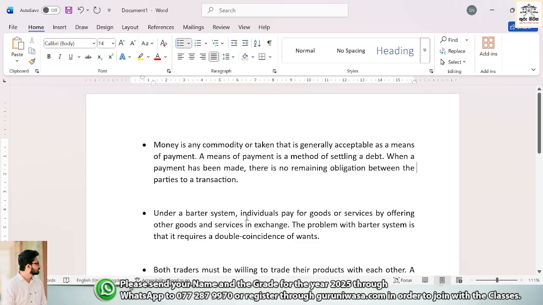Then, under the barter system, individuals pay for goods or services by offering other goods and services in exchange. Nice point. They have explained something about the barter system, what the barter system is.